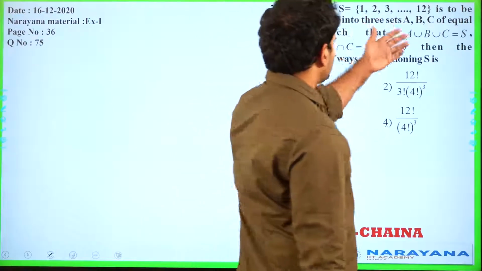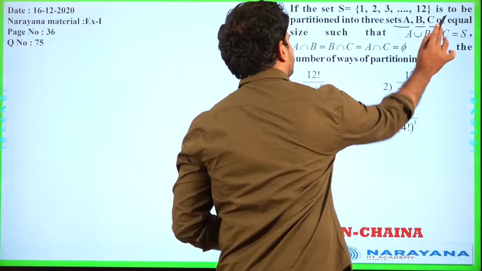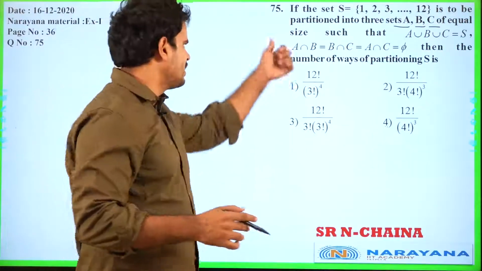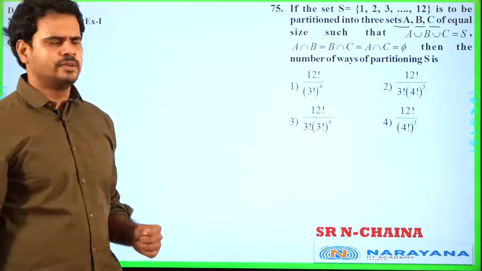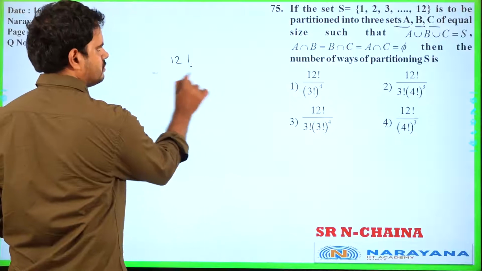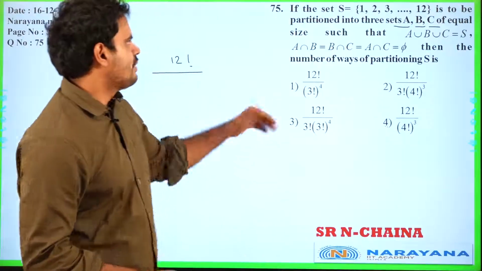If S equals 1 to 12, it is said to be partitioned into what? 3 sets. It's the same as the previous question, and the intersection is null. Now what do you have? It becomes 12 factorial, because 12 numbers are there and I'm trying to arrange them. Now I'm trying to group them.